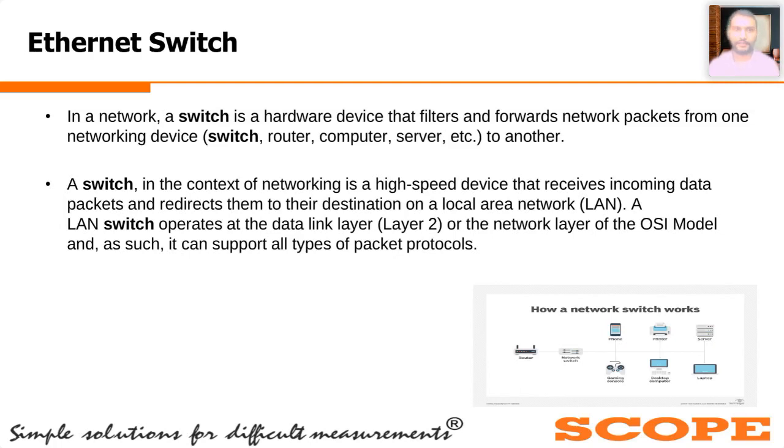So it acts as a junction for those data packets to transmit from one device to another. One device can be a router, computer, or server, and the other can be another server or router. So it acts as an intermediary device for transmitting data packets from one point to another point. You can call it a node.